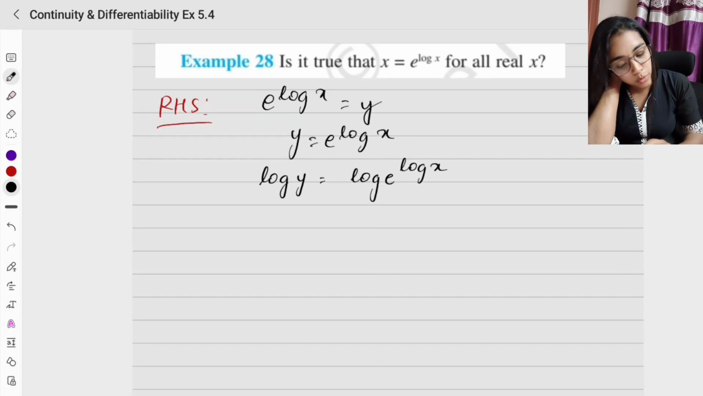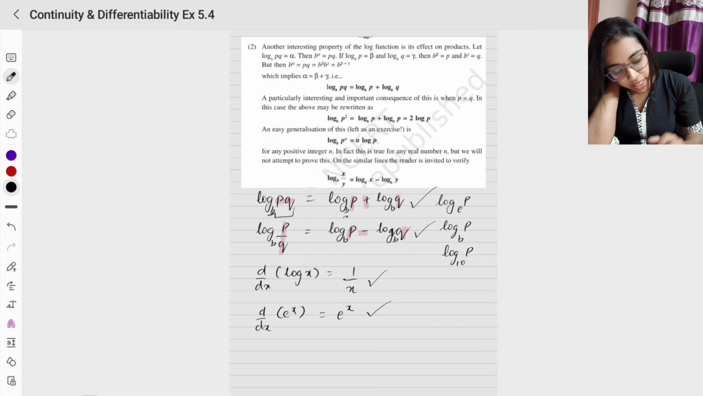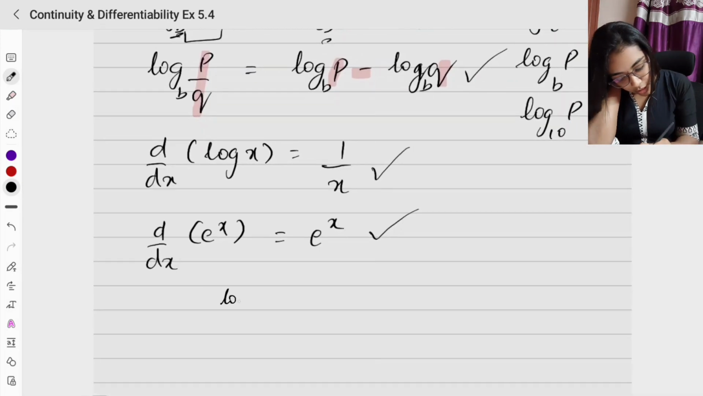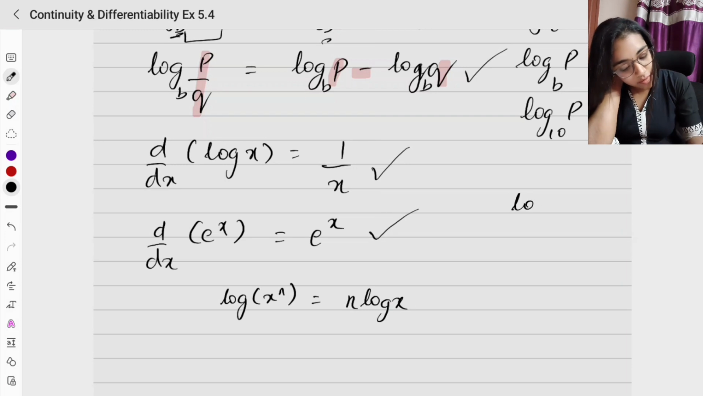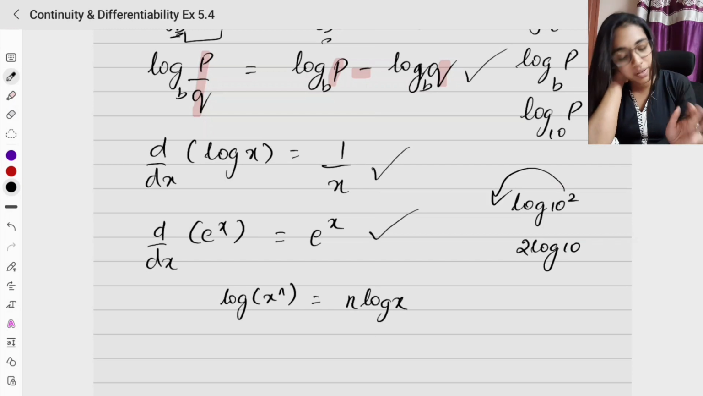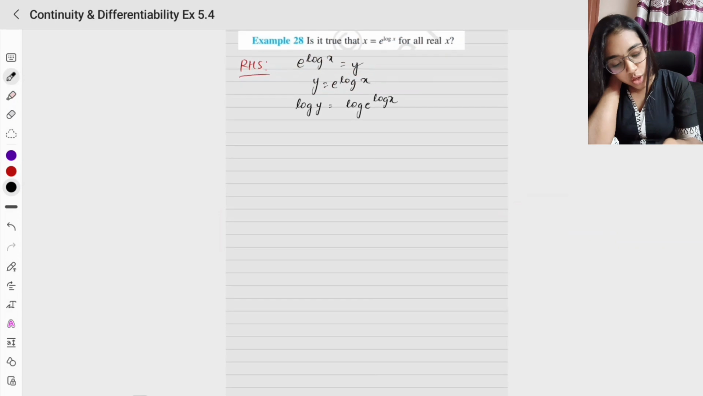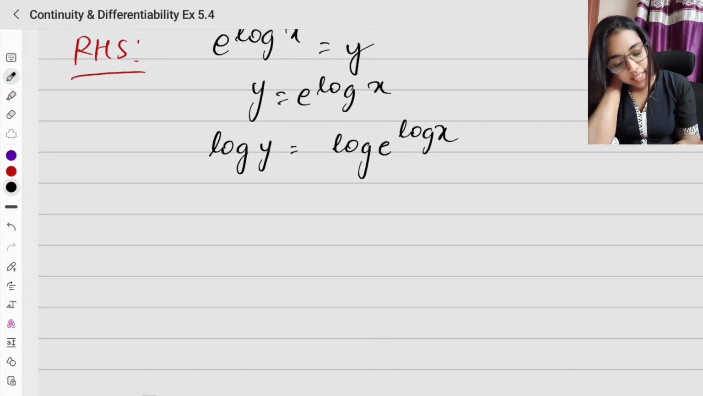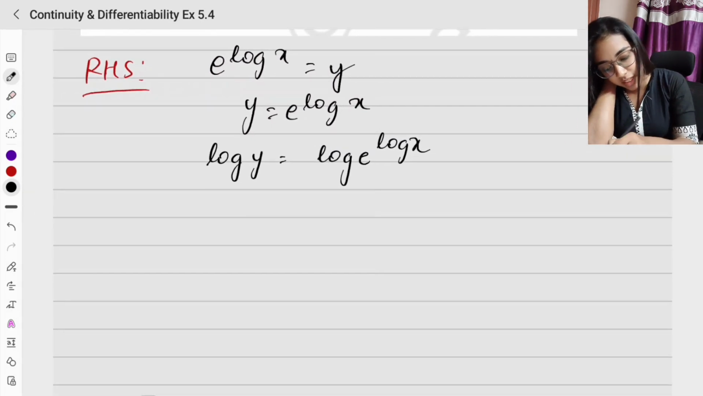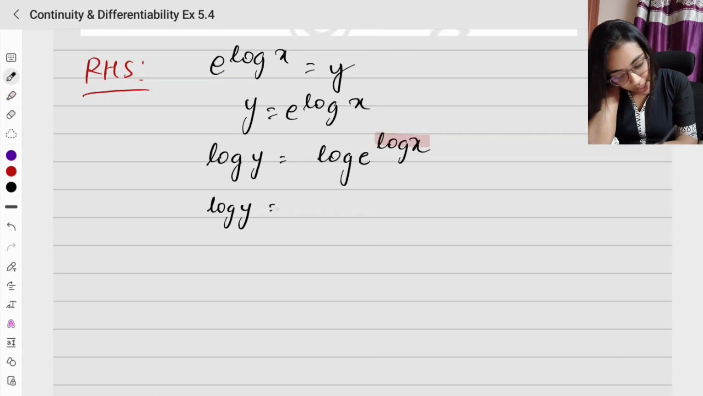You need to know one more formula, which I'll write down here. Whenever you have log of some x to the power n, this can also be written as n log x. Correct? When you have log of 10 to the 2, how do we write this? We write 2 log 10. The power basically comes forward. The entire power comes forward. So how do I use it here? Here I have log y is equal to log e to the log x. So this particular power will come down. So I'll have log y equals log x into log e.